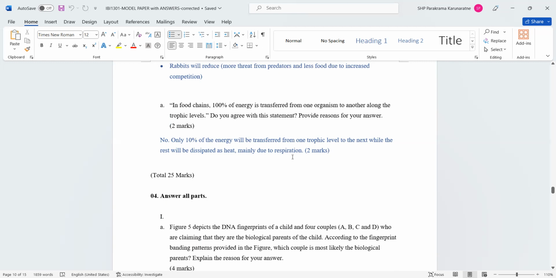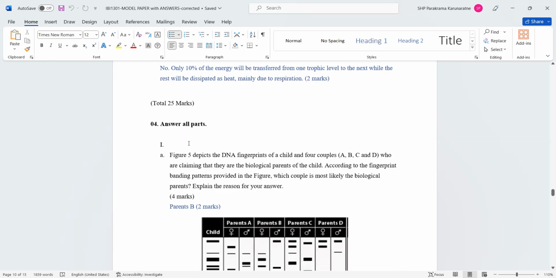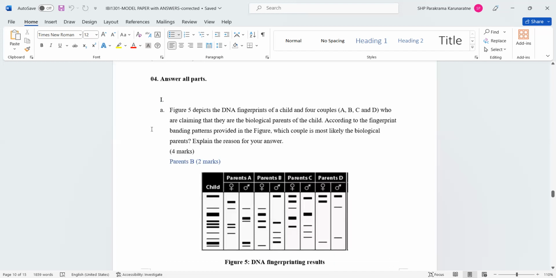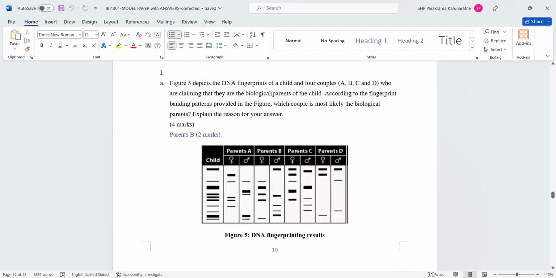So total marks 25 for that question 3. Question 4, answer all parts. Figure 5 depicts DNA fingerprinting of a child and 4 couples A, B, C, D, who are claiming that they are the biological parents of the child. All 4 couples claim that this child belongs to them. According to the fingerprint banding patterns provided in the figure, which couple is most likely the biological parents? Explain the reason for your answer.